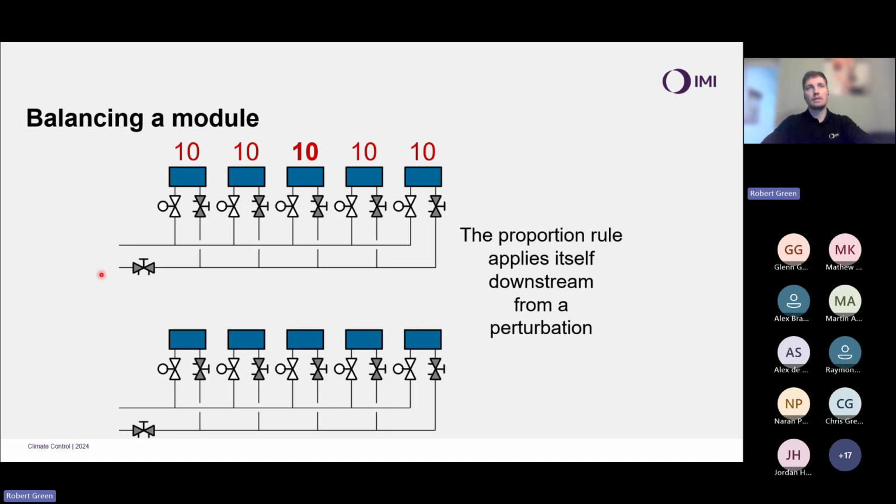And the proportional rule is applying itself that when we make a change, downstream of that change, everything is impacted in proportion. And that same impact applies itself if I was to make a global change here to the total flow in this single module. The change I made here would affect all of these units in the same proportion. And that is what we're going to be leveraging a lot when we talk about the dynamic balancing side of things.